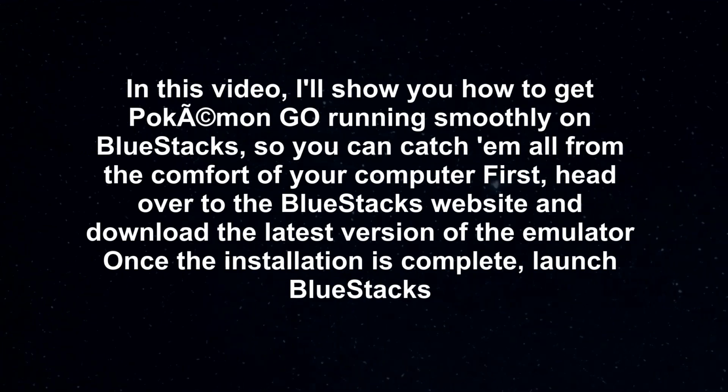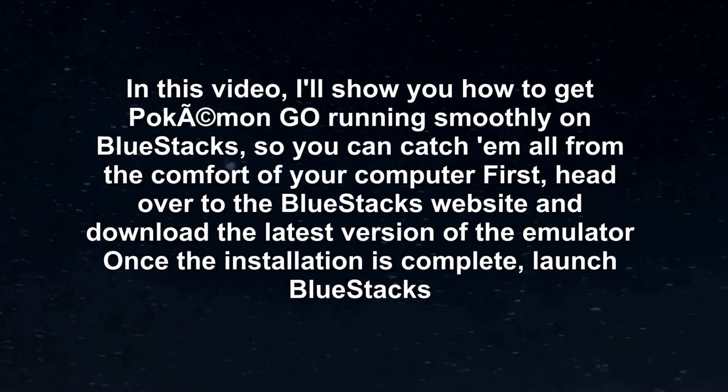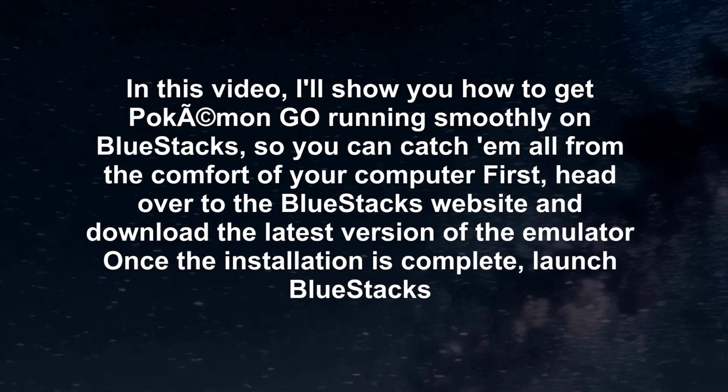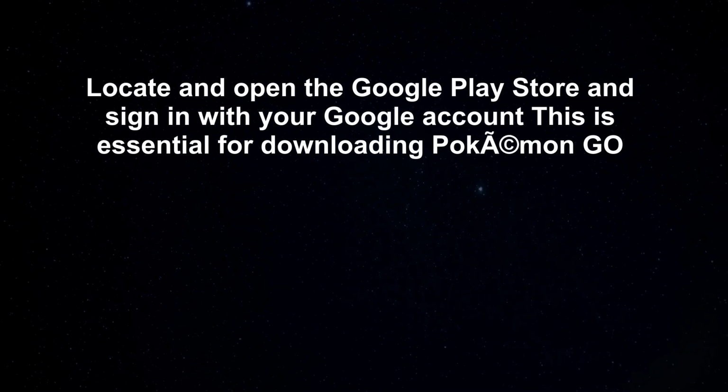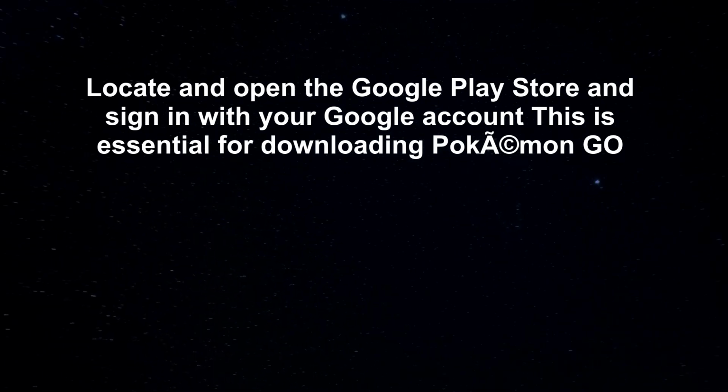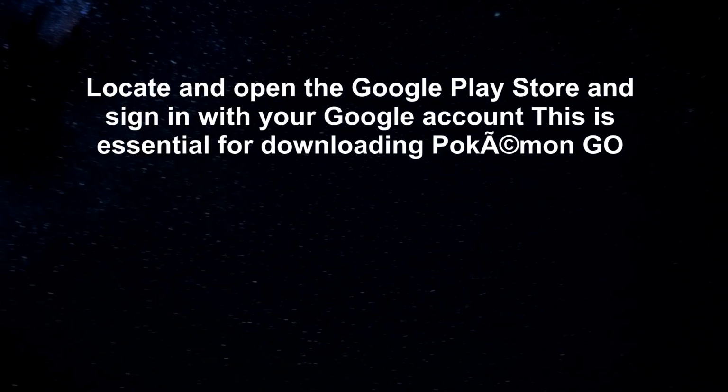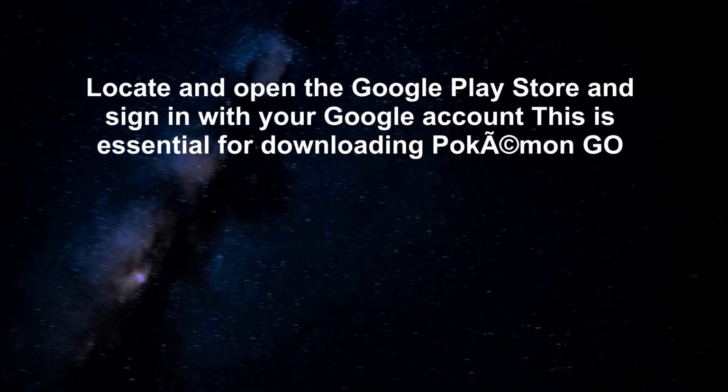First, head over to the Bluestacks website and download the latest version of the emulator. Once the installation is complete, launch Bluestacks. Locate and open the Google Play Store and sign in with your Google account. This is essential for downloading Pokémon Go.